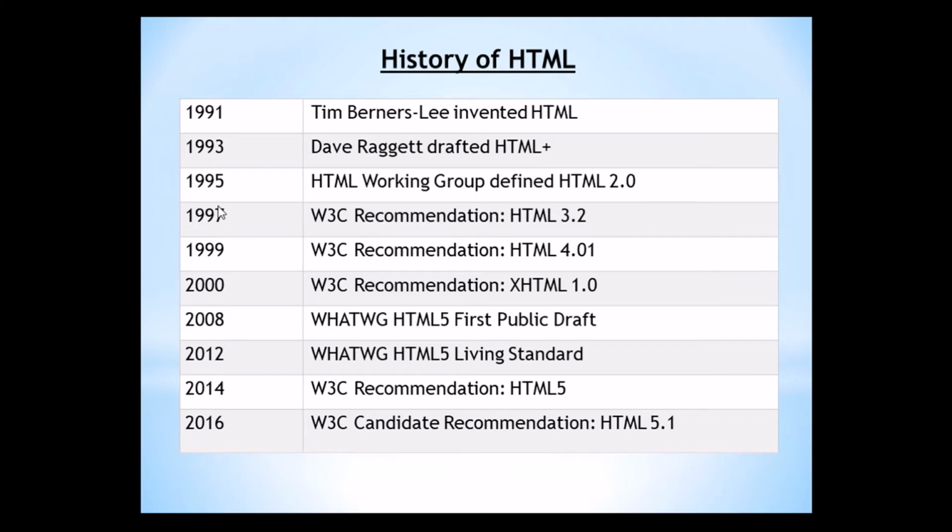In 1995, HTML 2.0 came in place. Then in 1997, HTML 3.2. Then in 1999, HTML 4.0. Then in 2000, XHTML came, which is a slightly different version of HTML. It has more rules and it was much more strict than HTML. So in XHTML, you couldn't leave any tags open, while in previous editions of HTML you could do that and get away with it, but in XHTML you couldn't.